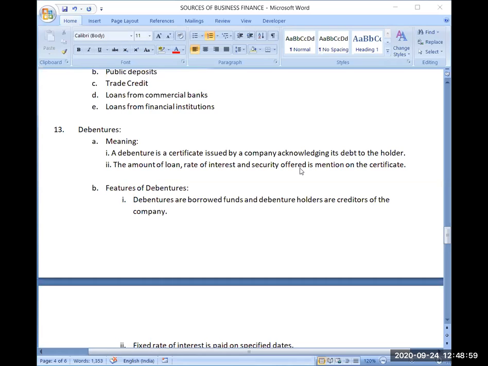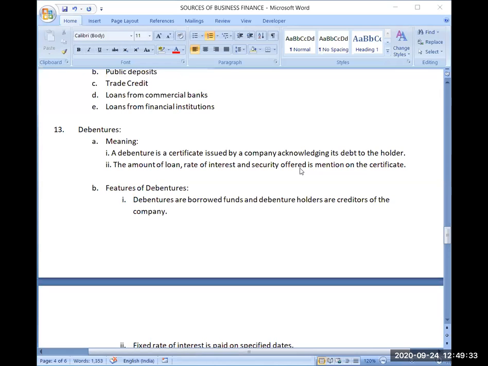So now I hope that it is clear to you that it is nothing else than a simple loan taken from the public. But when you take a loan from the bank, you don't need to give them any certificate. There will be a contract. When you are borrowing from the public, this is also a contract. But in exchange for that contract, you will be issuing them a certificate that you have deposited this amount in the company as a loan.